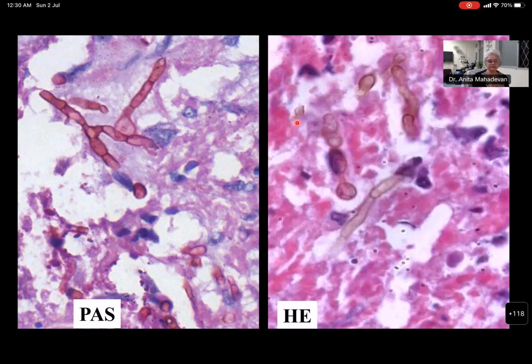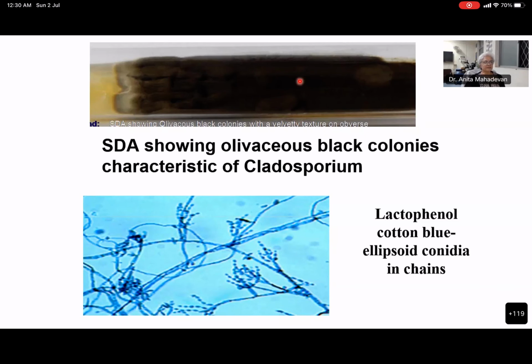So you should only say that it morphologically resembles pheohyphomycosis. Fungal abscess morphologically resembling pheohyphomycosis, culture confirmation advised. If you do a culture, this is very, very typical. Can you see these olivaceous colonies? They're black olivaceous colonies. And this particular case was cladosporium, which is one of the types of pheohyphomycosis, which causes CNS infection. And in this lactophenol cotton blue mount, you can see those ellipsoid conidia which form chains, which is very typical of pheohyphomycosis, particularly cladosporium. Is that clear? So that is the diagnosis, pheohyphomycosis.